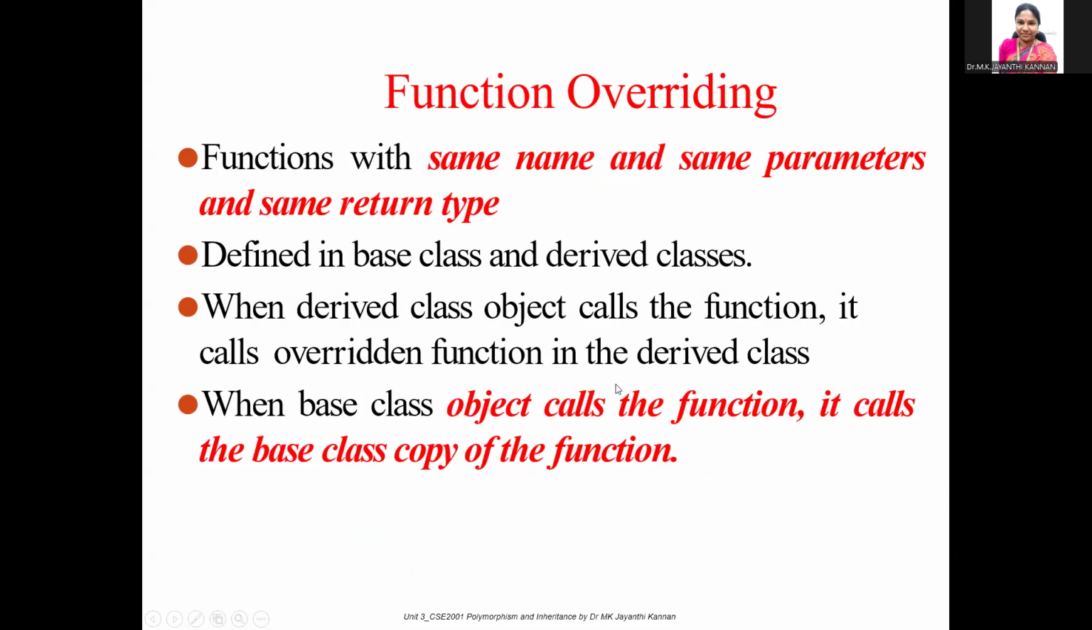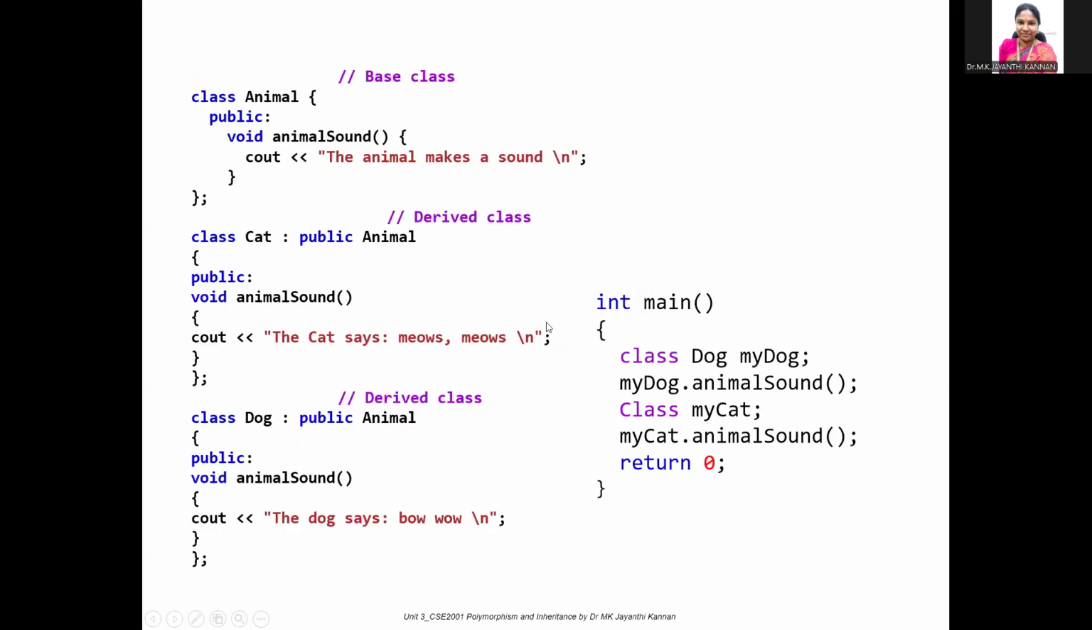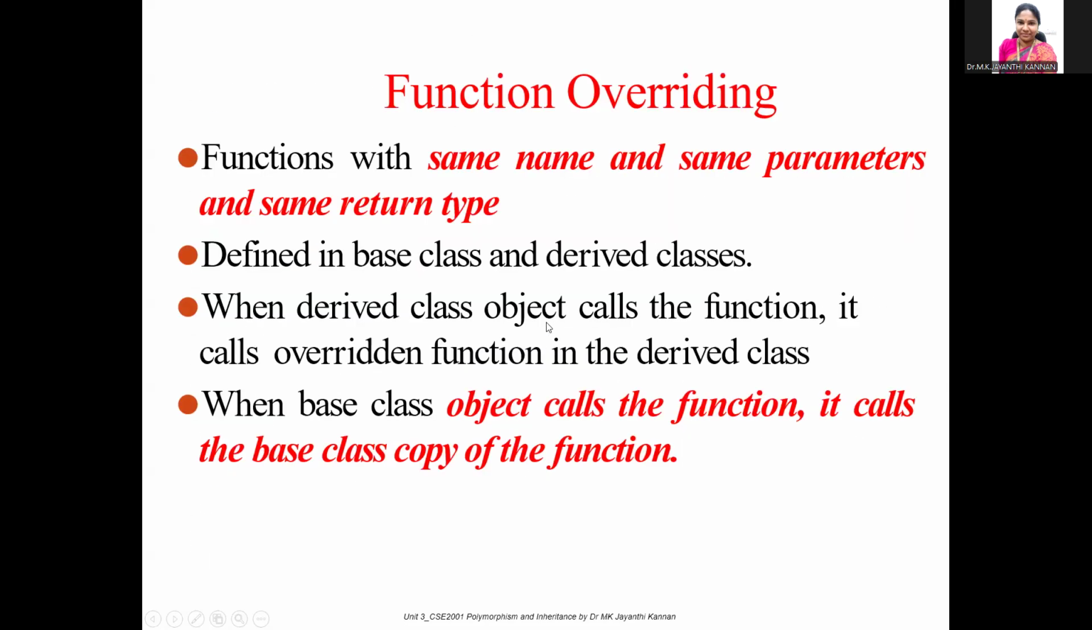Function overriding has the same name, same parameters and same return type defined in the base class and derived classes. When a derived class object calls the function, it calls the overridden function in the derived class. So when we call the function in the main program, the overridden functions in the derived classes will be executed, and the base class functions act as virtual functions. When a base class object calls the function, it calls the base class copy of the function.